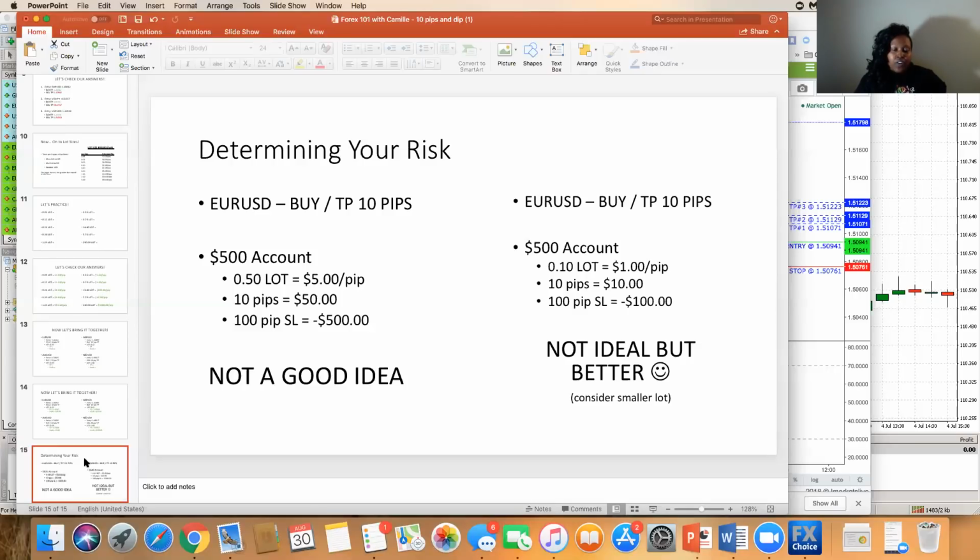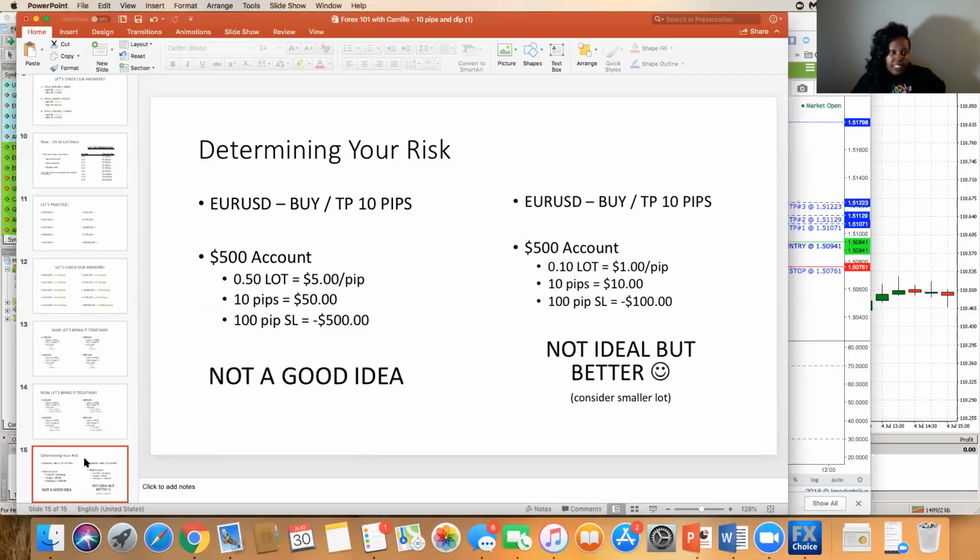So for example, I have some people who don't use stop losses. If you don't use a stop loss, sometimes these pairs can go down 100, 200, 300 pips over a short period of time, and you can blow your account. Say you have a $500 account and you're going for 10 pips. These are two examples of people with $500 accounts.